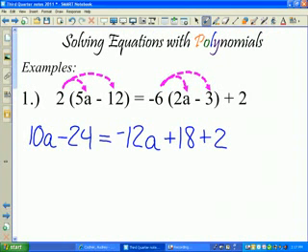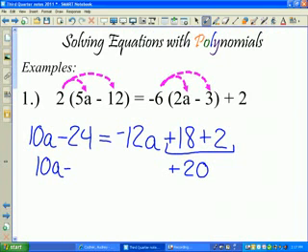So before we start isolating our variables or trying to get all our a's on one side of the equal sign, let's check to see if we can simplify. If you notice right here, we have a positive 18 and a positive 2. They can be combined to give me 20. And in this case, I'm going to bring everything down just so I can show where all my steps are.